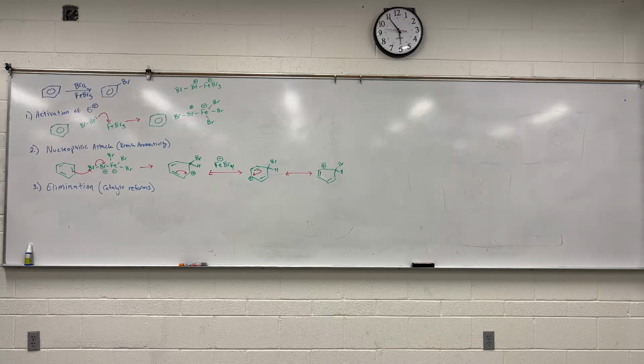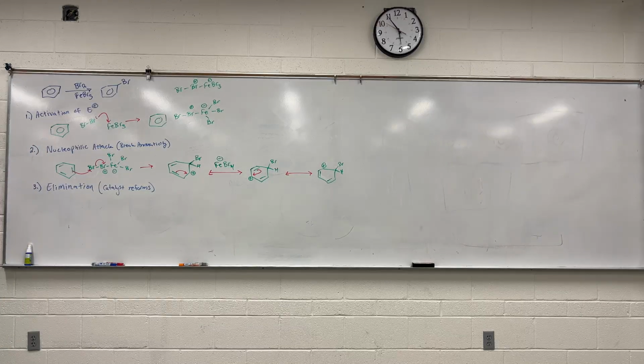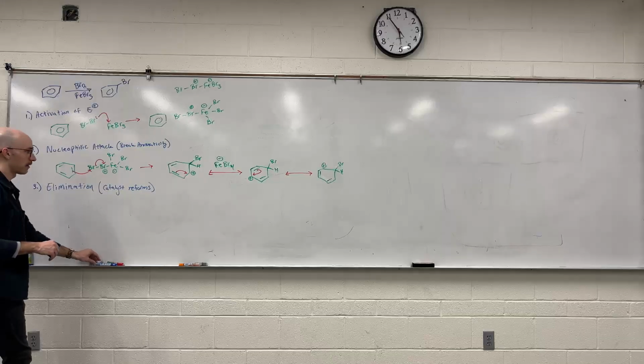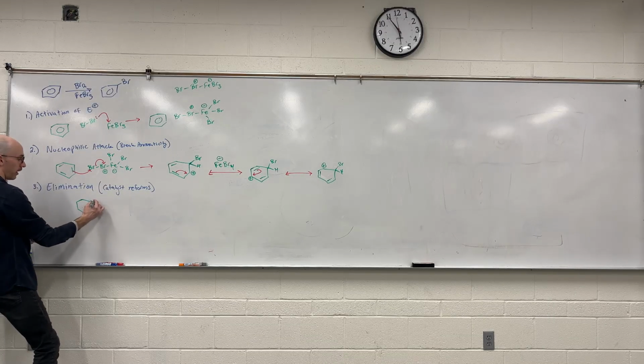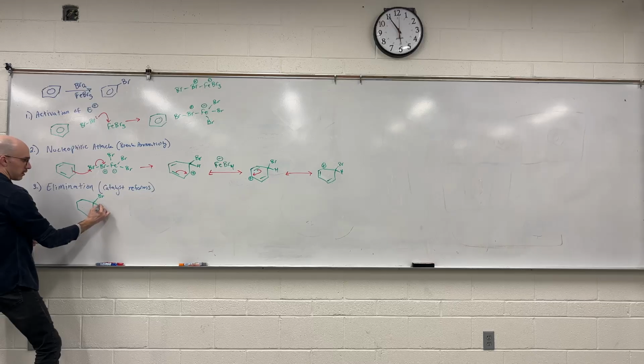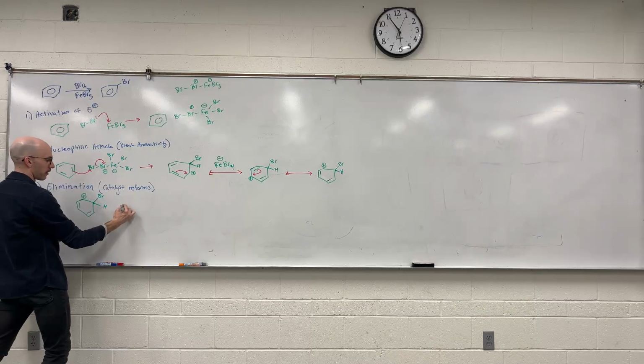Okay, if I need to reform my catalyst, I'm going to have to break off a bromine. So in this step, I will need to show at least one bromine iron bond.